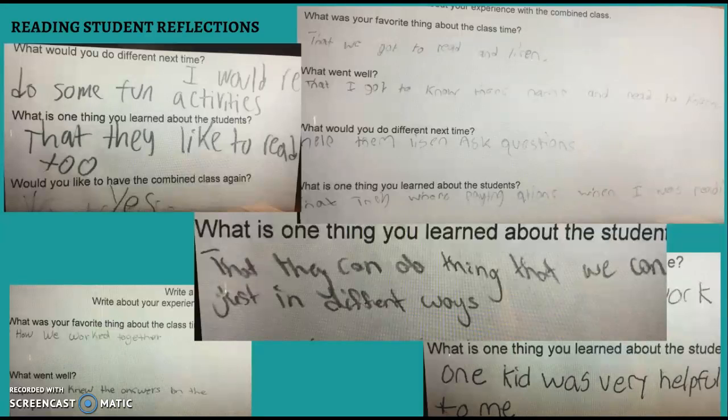The reflections also showed the growth and the relationships that formed because my students commented that they realized that the students with autism were able to do things just like them, but they just learned and got there in different ways.